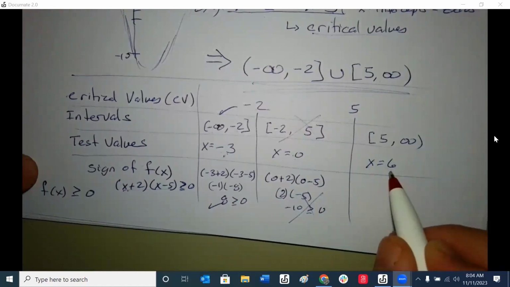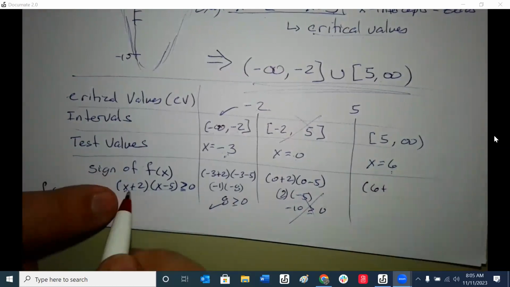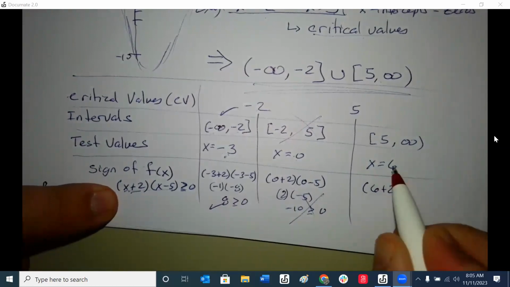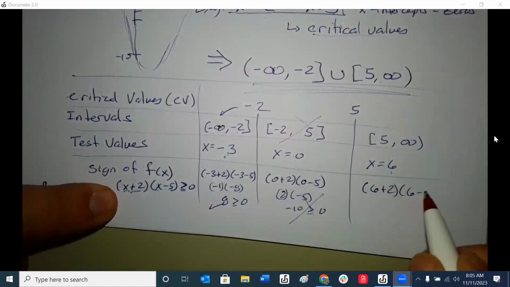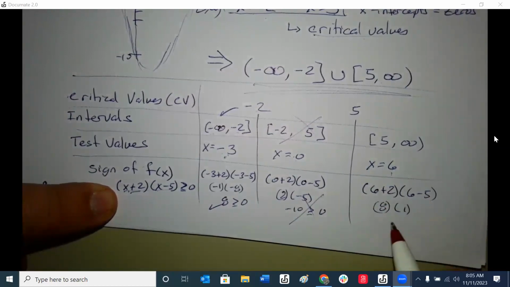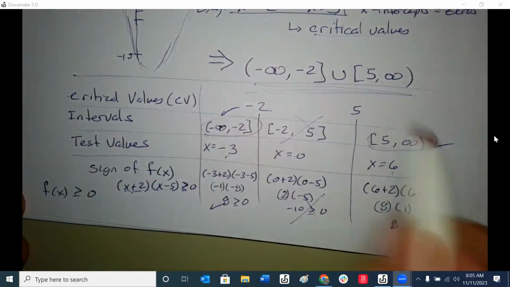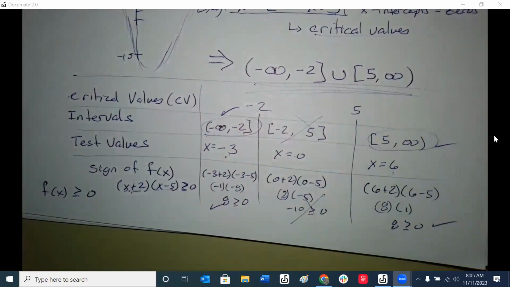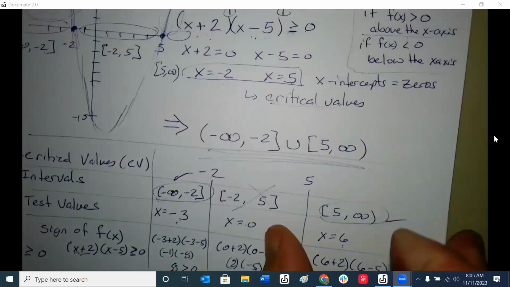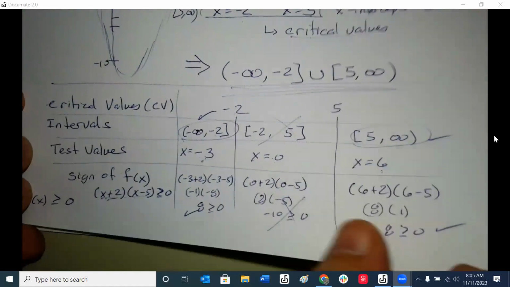Now I use this last test value. So I have 6 plus 2, 6 minus 5. So it's 8 times 1, and that's greater than 0. So I use these two intervals, which is what I said earlier. So you could use either method you want to. But on the first example, I'll work it out for you with the step-by-steps.